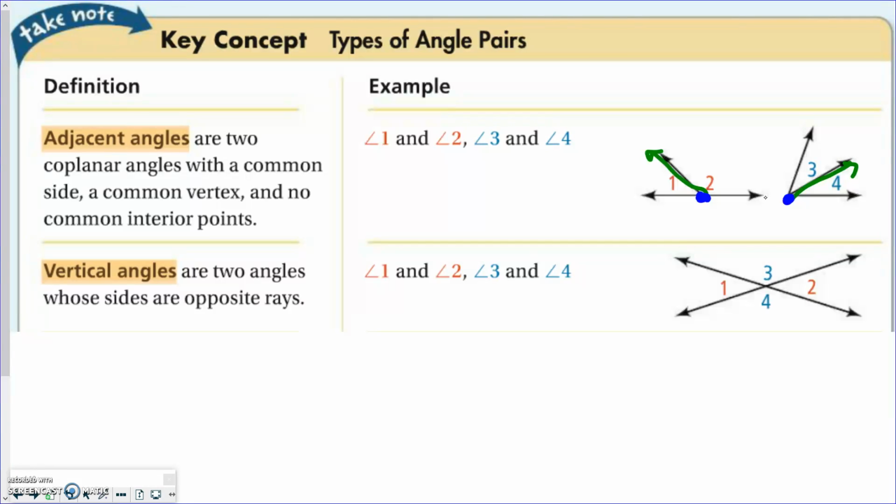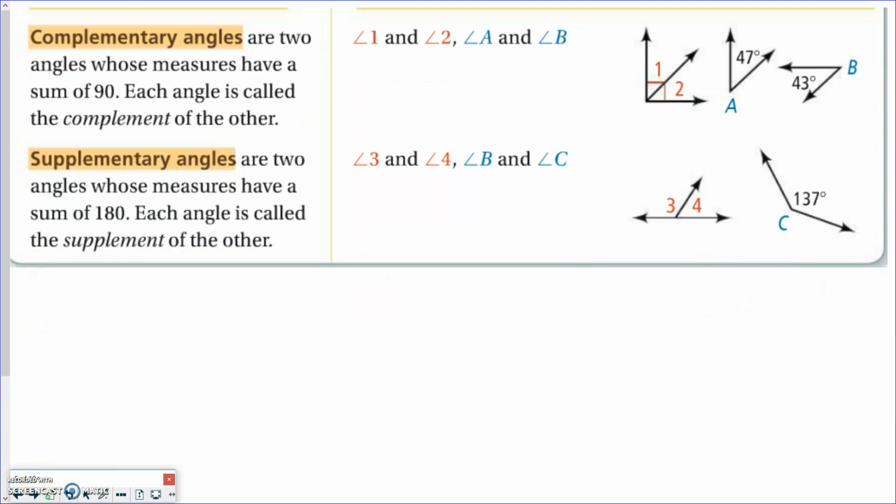Vertical angles are two angles whose sides are opposite rays. Okay, so 1 and 2 here are vertical angles, and 3 and 4 are vertical angles. Complementary angles are two angles whose measures have a sum of 90 degrees. Each angle is called the complement of the other. So here in the picture we see angles 1 and 2. Okay, this is a picture where the angles are adjacent and they share a vertex. In the other picture, the angles are not adjacent. They're just two angles that add up or sum to 90 degrees. Okay, again, you have the same thing in the bottom.